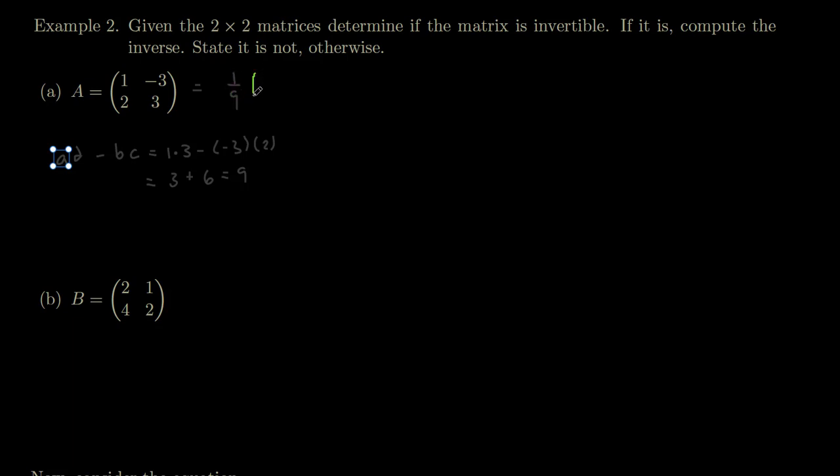And then the formula for your inverse is you swap the diagonals. I mean, you can look it up. It's D and then A, but this is the best way to remember it. Swap the diagonals. So 3, 1. And then put negatives in front of the off diagonals.